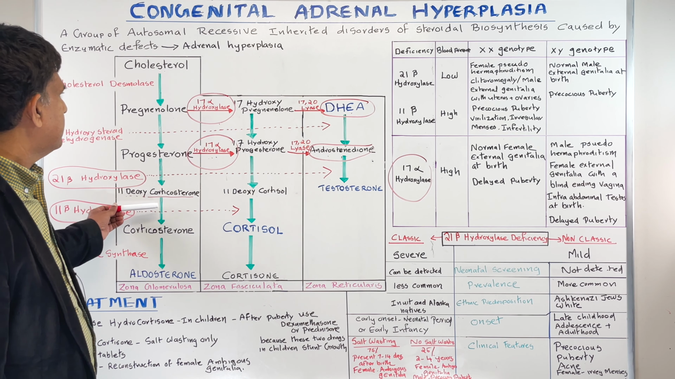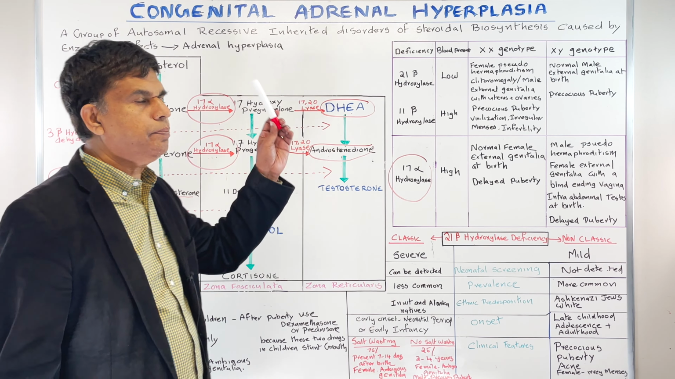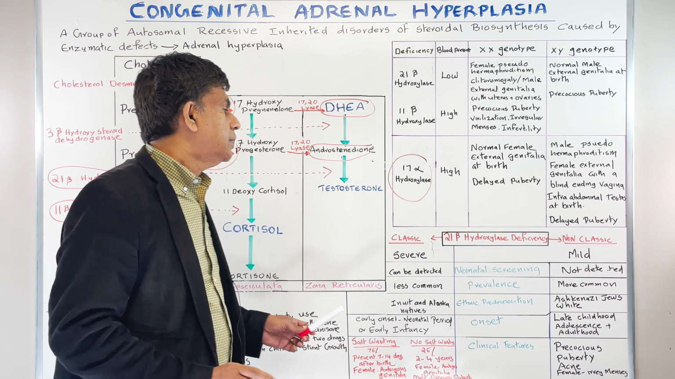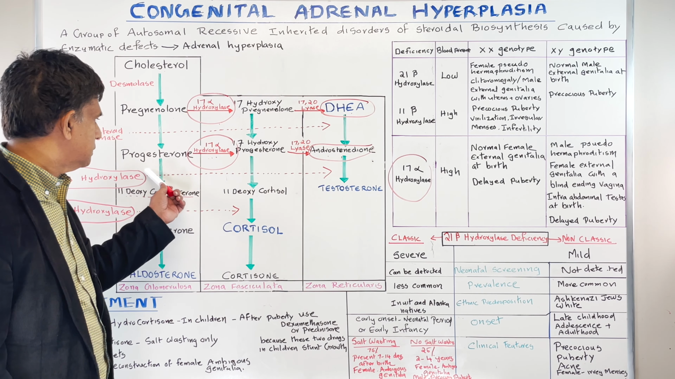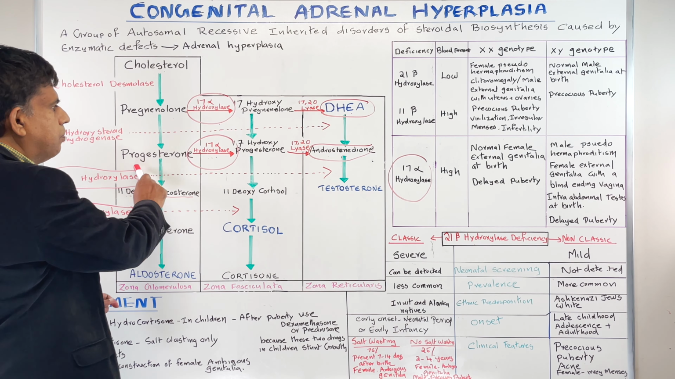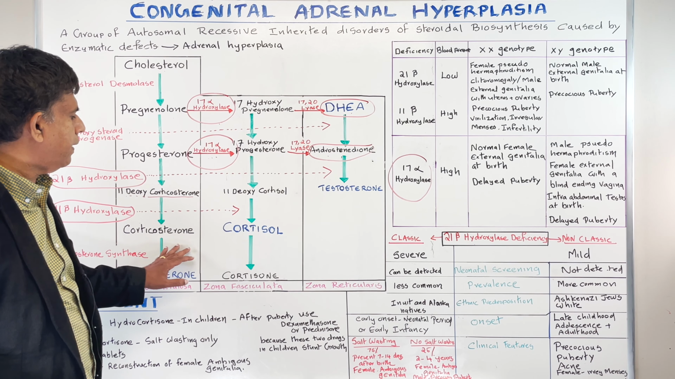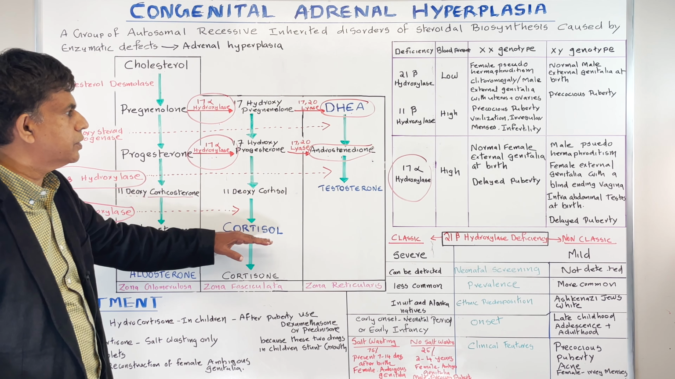Okay, so what happened? Let's look at the first enzyme, 21 beta hydroxylase. I'm going to repeat it again because it's very, very important. So what happens is, when you have 21 beta hydroxylase blocked, it's like a blockage right here. So this part is completely gone. So we want to have corticosterone, you don't have aldosterone, you cannot have cortisol.